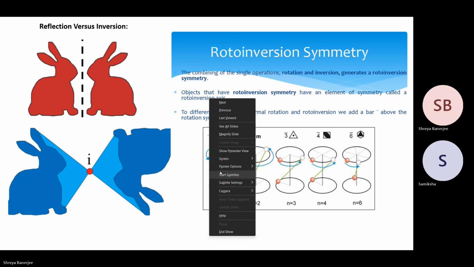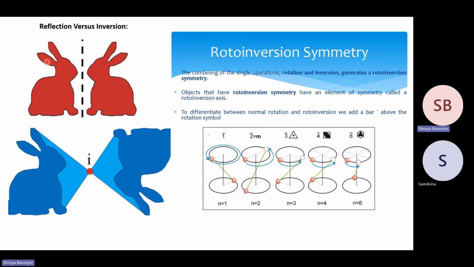Now you can look at reflection versus inversion. You can see this two-dimensional structure of a rabbit. If it is reflected, it will appear like this. But inversion means that for each point of the structure, you pass through the inversion point and you move an equal distance in the opposite direction. So that will generate the inverted image. So reflection and inversion are two very clearly different operators.